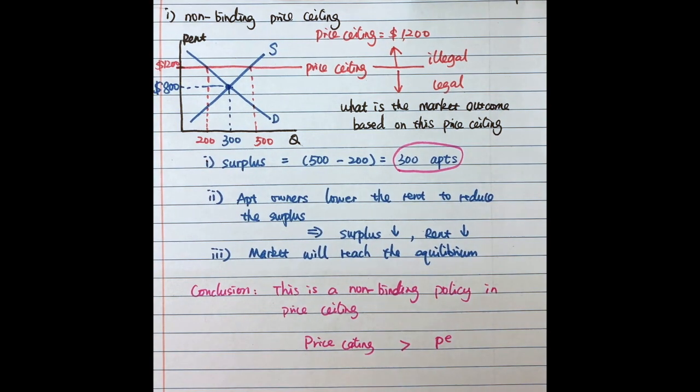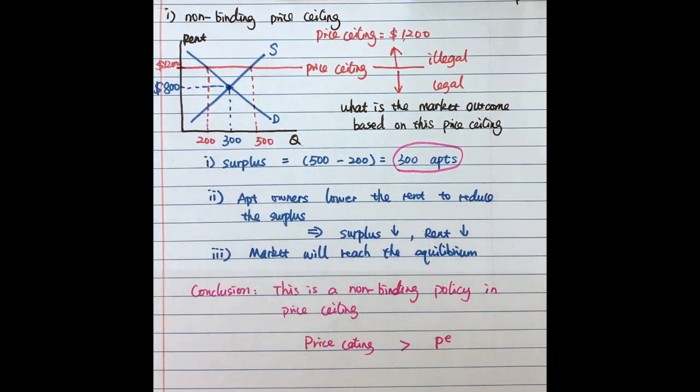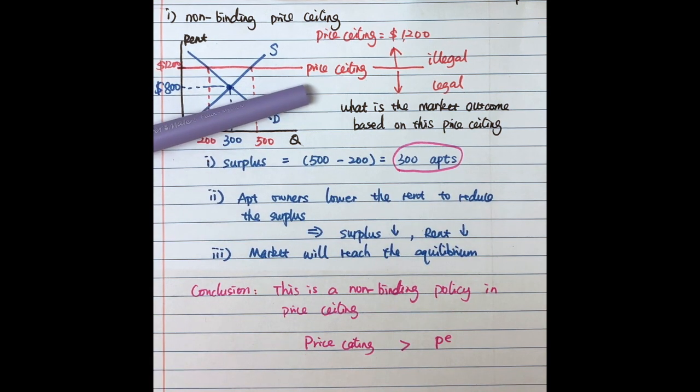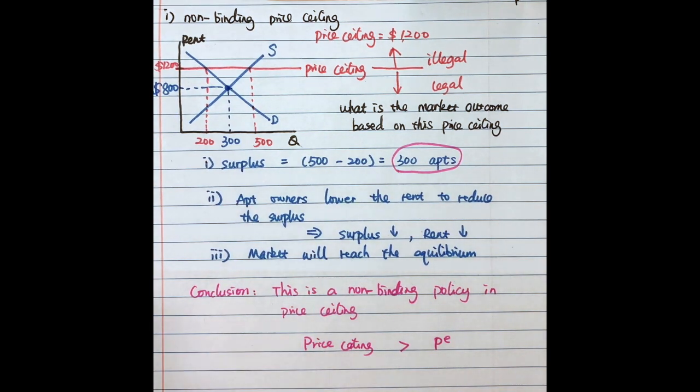If there is no price control, we notice the market equilibrium will be at this point, right? So without any government price control, the market's equilibrium rent will equal $800, and the available quantity of the apartments will equal 300 units. Even if the government now imposes a price control here, we notice at the beginning it might create a surplus. However, this surplus is not stable.